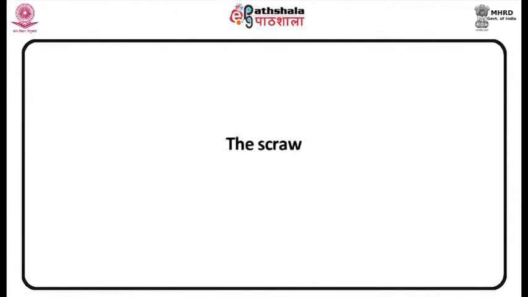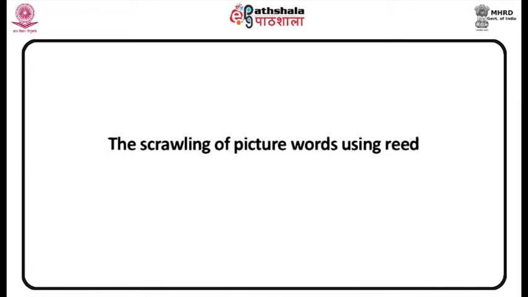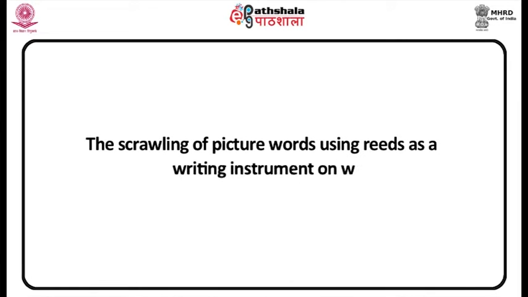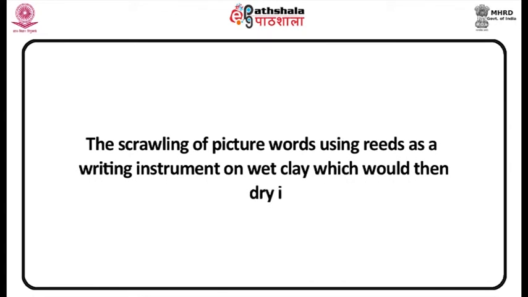Its script is called cuneiform, from the Latin word cuneus, meaning wedge. The Sumerians would scribe their picture words using reeds as writing instruments on wet clay, which would then dry into stone-hard tablets, which is very good because it is hard to lose your records if they are big old heavy tablets. Also, it would be more permanent.